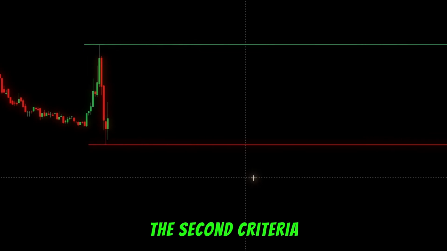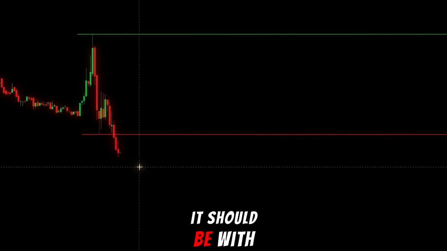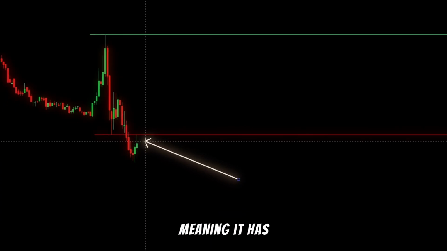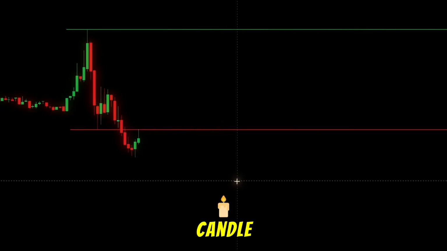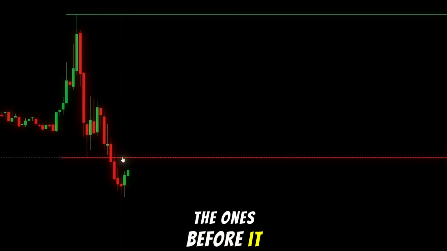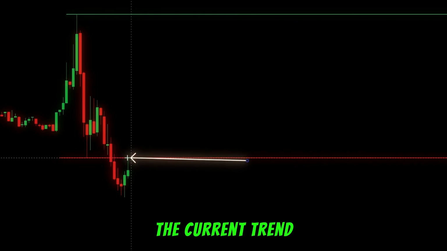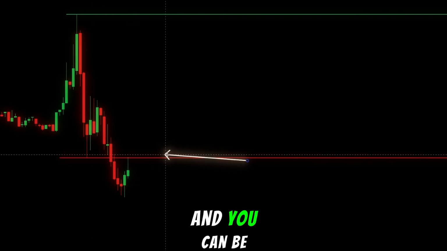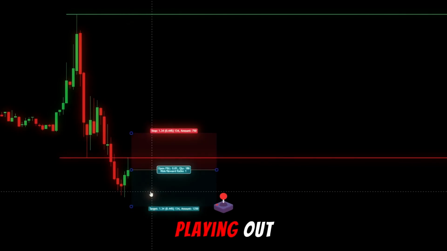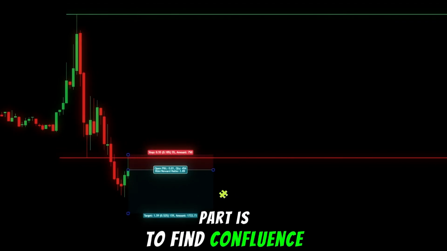The second criteria is that when the move breaks past the level, it should be with a lot of energy, meaning it has to be a candle or a series of candles that's larger than the ones before it. This shows you that momentum of the current trend is there, and you can be confident in your trade playing out. Now, the final and most important part is to find confluence.